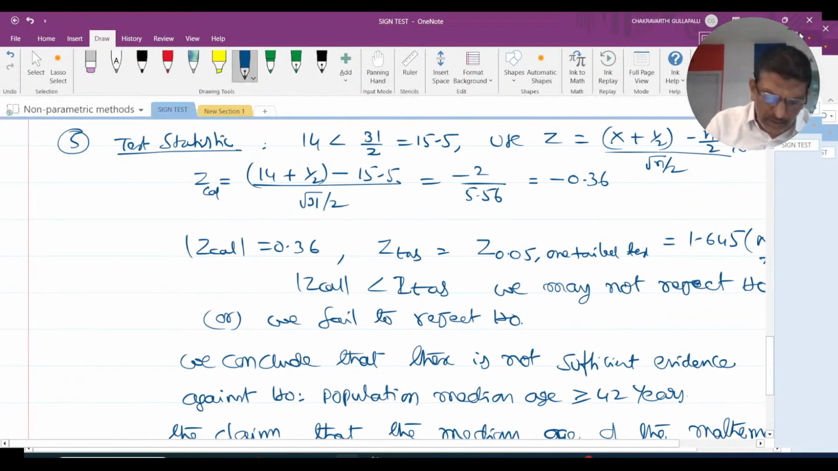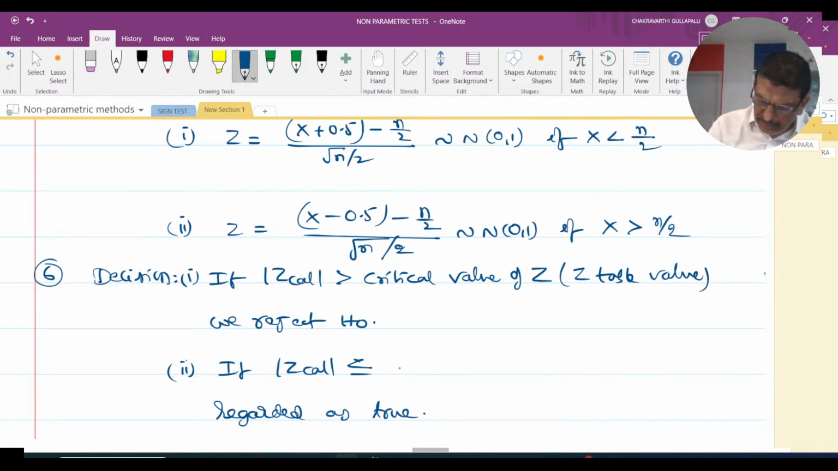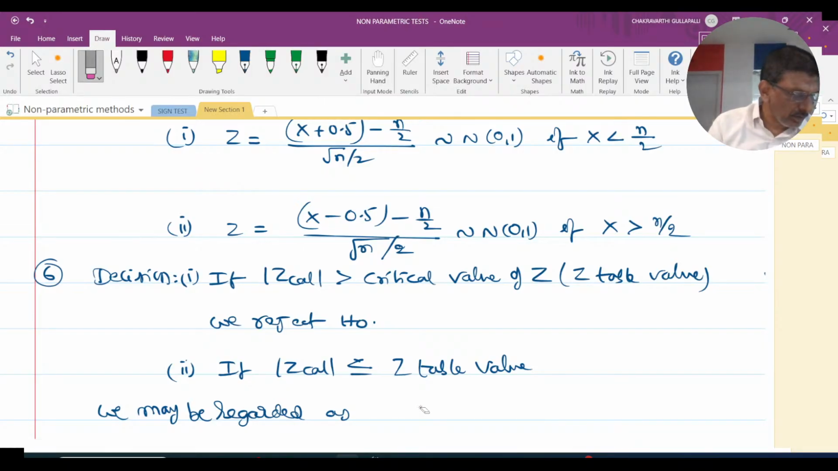So now in the procedure, the critical value of Z means the Z table value. For the large case, use the Z table value. If Z calculation is less than or equal to Z table value, H naught may be regarded as true. This is the final result.